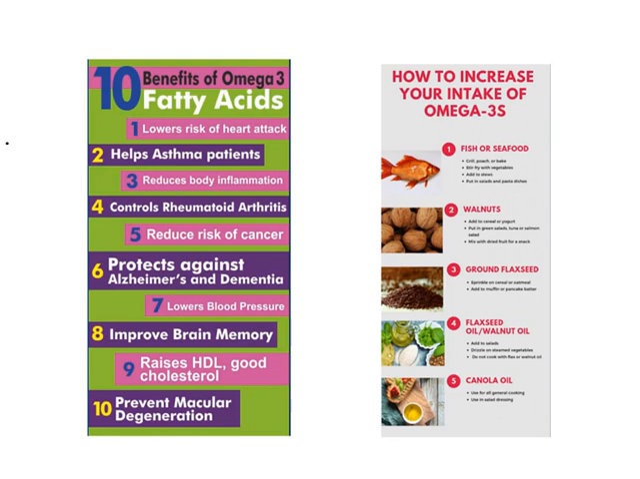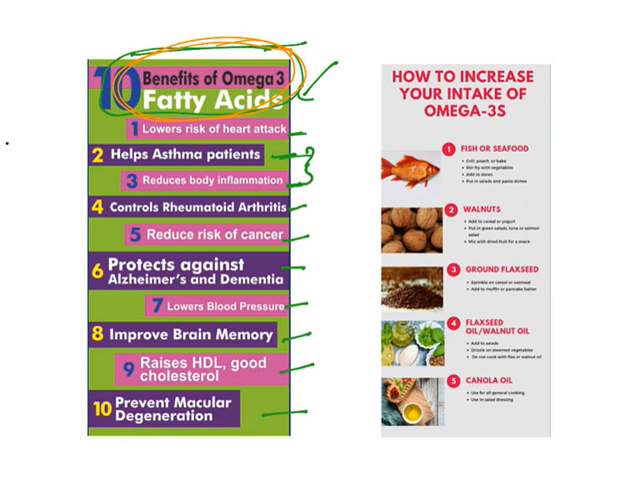You can see this slide. See, the benefits of omega-3 fatty acids: they lower the risk of heart attack, help asthma patients, reduce inflammation. Both of them are related to inflammation. Rheumatoid arthritis, reduces risk of cancer, protects against Alzheimer's and dementia, lowers BP, improves brain memory, raises HDL, which is good cholesterol, and prevents macular degeneration. All these are major benefits of omega-3 fatty acids. And from where can we get omega-3 fatty acids? Fish or seafood, walnuts, flaxseed, walnut oil and flaxseed oil, and canola oil. So increasing the intake of omega-3 fatty acid is very much required.